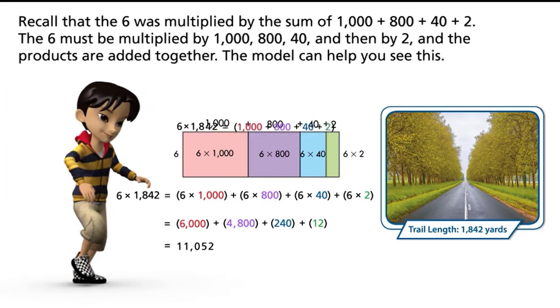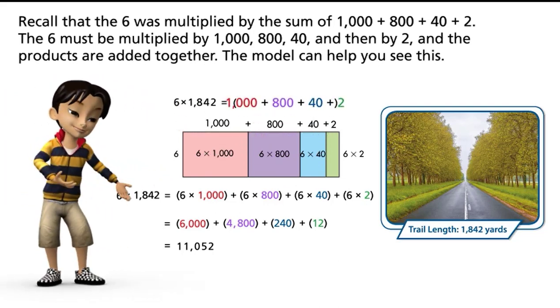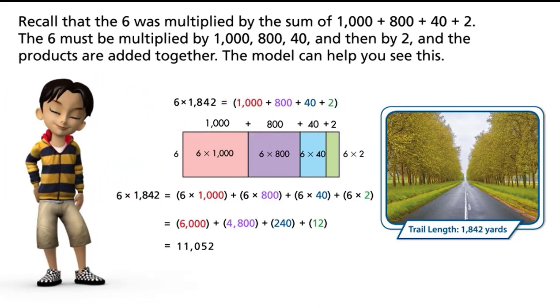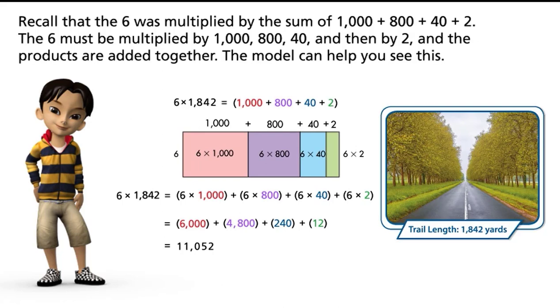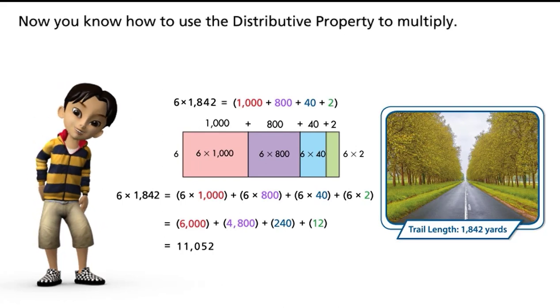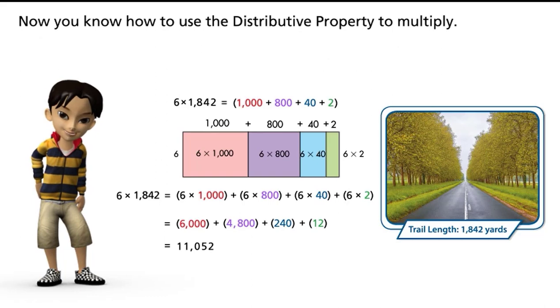Recall that the 6 was multiplied by the sum of 1,000 plus 800 plus 40 plus 2. The 6 must be multiplied by 1,000, 800, 40, and then by 2, and the products are added together. The model can help you see this. Now you know how to use the distributive property to multiply.